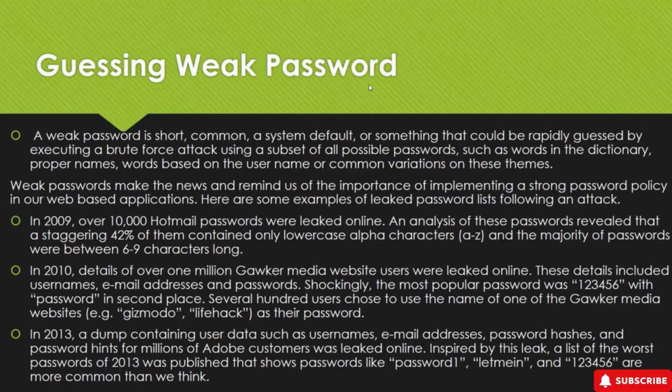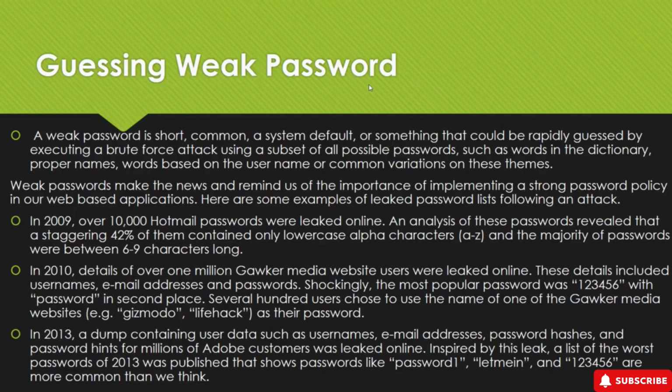In 2010, details of over 1 million Gawker Media website users were leaked online. These details include usernames, email addresses, and passwords. And it was shocking to know that the most popular password among them was 123456, with password in second place. Several hundred users chose to use the name of one of the Gawker Media websites like Gizmodo, Lifehacker as their password, which is very easy to guess.